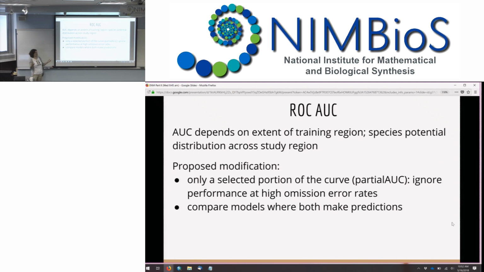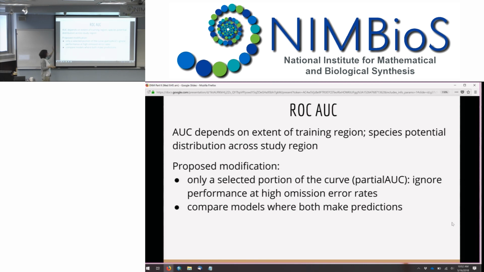Talking about limitations, this AUC value depends on the extent of my training region. If I have the entire European continent and I'm working with a Mediterranean endemic, the AUC will be quite high, because I'm training the model on an extreme heterogeneity of the environment when my known presences are limited to just the Mediterranean region. So extent of training region is a big problem in terms of inflating AUC values. We get a high AUC and assume the model is really good.